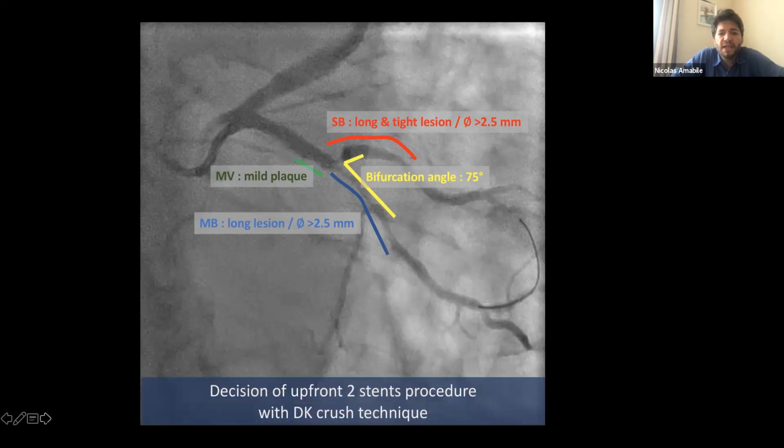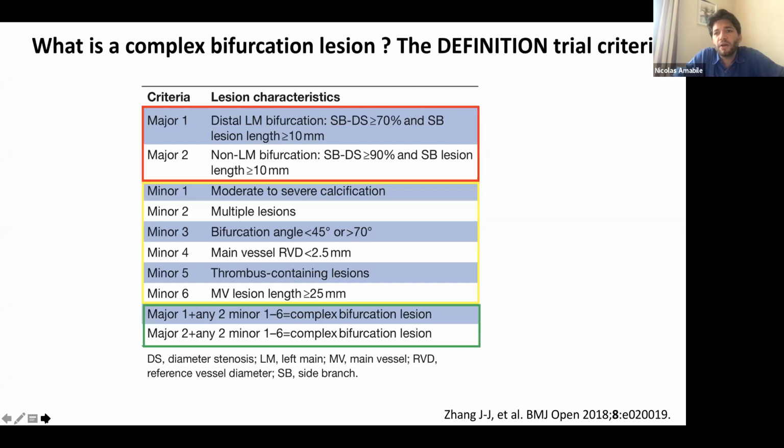So we decided to go for an upfront two-stent procedure and use the DK crush technique. What is a complex bifurcation? Jacques already mentioned it, but the DEFINITION trial proposed some criteria for identification of this bifurcation. In the case of a non-left main bifurcation, it's a bifurcation with a side branch stenosis over 90% and a side branch lesion length over 10 millimeters. That's very important, and at least two of these minor criteria, including moderate to severe calcification, multiple lesions, a bifurcation angle below 45 or over 70, a main vessel reference diameter below 2.5, thrombus, or a main vessel lesion length over 25 millimeters. These criteria are fulfilled in this case.